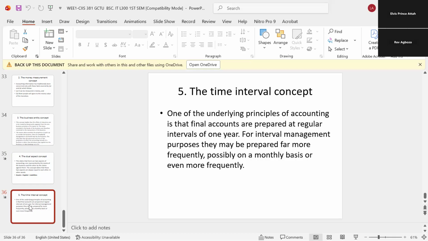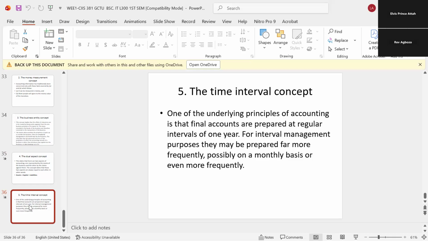Now, we also talk about the time interval concept. One of the underlying principles of accounting is that final accounts are prepared at regular intervals of one year. For management purposes, they prepare far more frequently, possibly on a monthly basis or even more frequently. What this means is that accounting information is prepared periodically. So you can decide to prepare information every week, every day, every month, every 3 months, every half year, and every year.